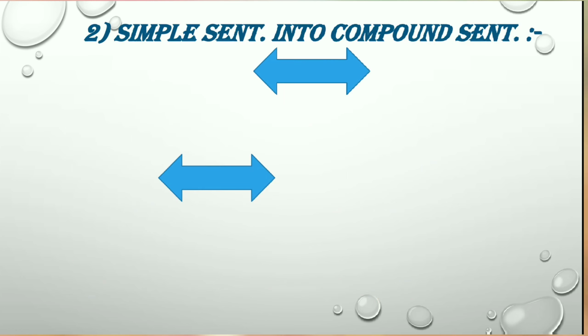Okay friends. Now the second way. If you want to change a simple sentence into a compound sentence, means you can transform a simple sentence into a compound sentence and again a compound sentence to a simple sentence. Now again I would like to tell you some ways how you can change it. The first way: if the infinitive to is used here, you can remove it and use and.